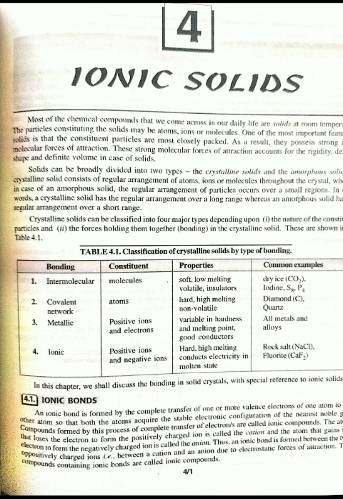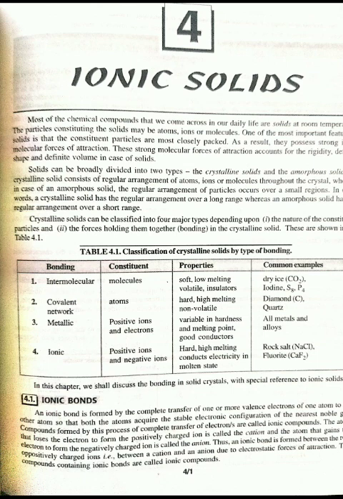Solids can be broadly divided into two types: the crystalline solids and the amorphous solids. A crystalline solid consists of regular arrangement of atoms, ions, or molecules throughout the crystal, whereas in case of amorphous solid, the regular arrangement of particles occurs over small regions. In other words, a crystalline solid has the regular arrangement over a long range, whereas an amorphous solid has the regular arrangement over a short range.